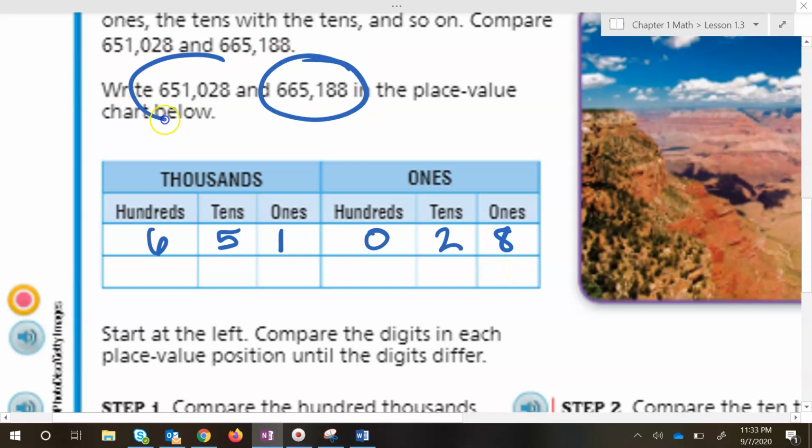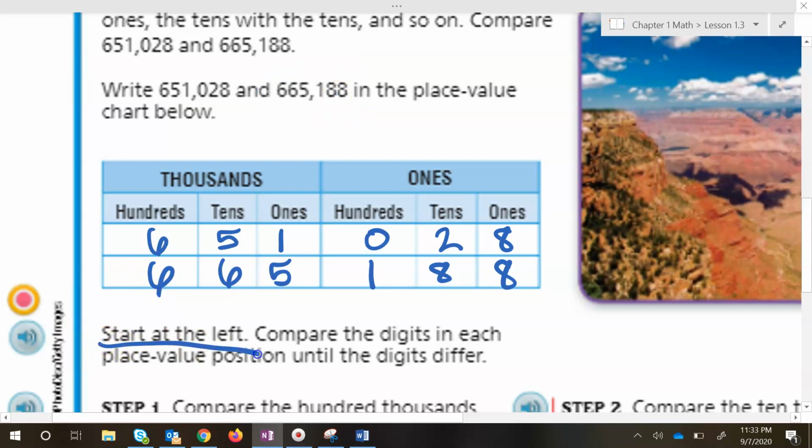Not all the numbers that you compare are going to have the same amount of place value. So you want to make sure that you're plugging them in starting at the ones place. So we're going to go ahead and put this number into the chart. Ones place, tens place, hundreds place, thousands place, 10,000s place, 100,000s place.